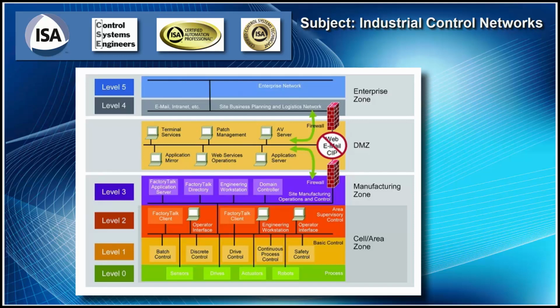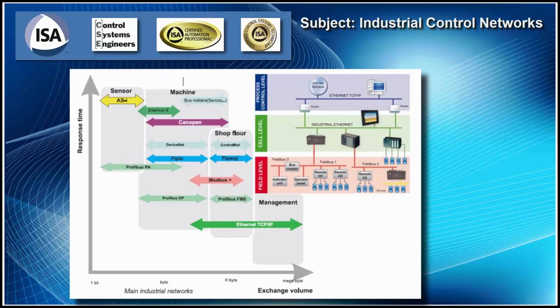So we have a firewall for the enterprise coming in, and we also have a firewall between our demilitarized zone and our manufacturing zone. And we keep the corporate and the manufacturing separate. Typically we want a firewall between those two. You'll see at the bottom we have our batch control, discrete control, drive control, continuous control. These will be our PLCs on level 1. And then we have our actual devices, our sensors, drives, actuators, robots, and this is the process level.